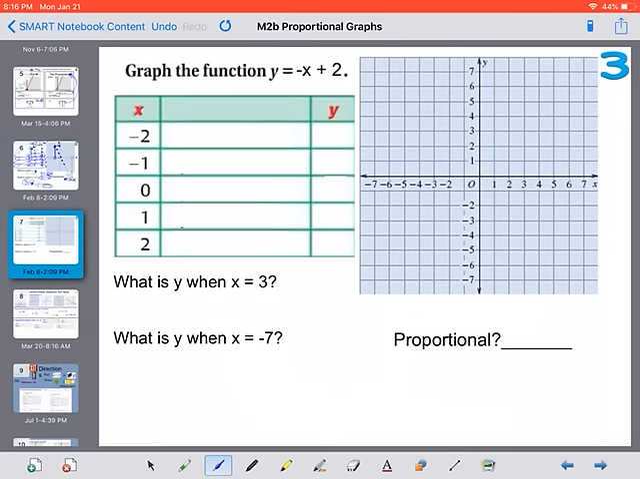Let's try one more. Here's another equation. y equals negative x plus 2. If there's no number, we know that's a negative 1x, because there's 1x there. Just because there's a plus or a minus, we already know that this is not proportional. It's not going to go through the origin in the middle. So let's take a look at our equation. We have y equals negative 1x plus 2.